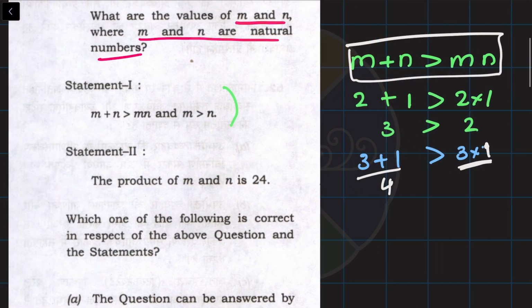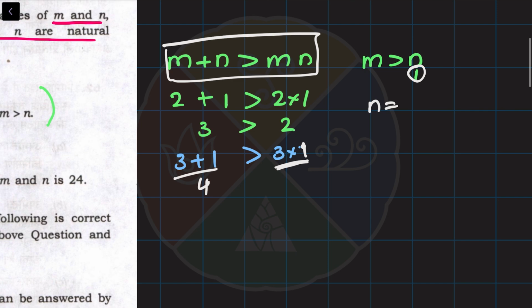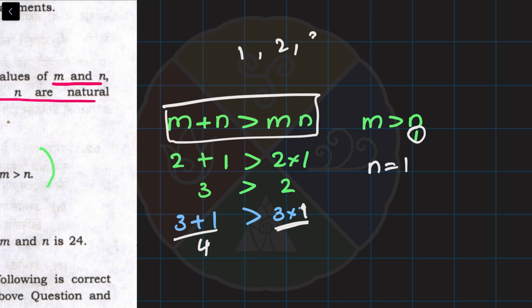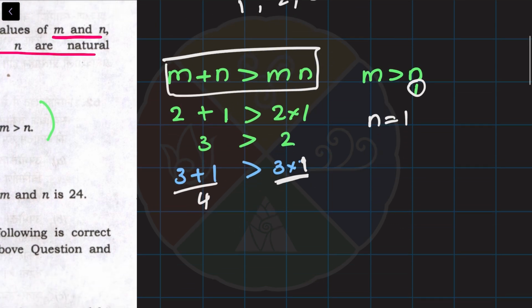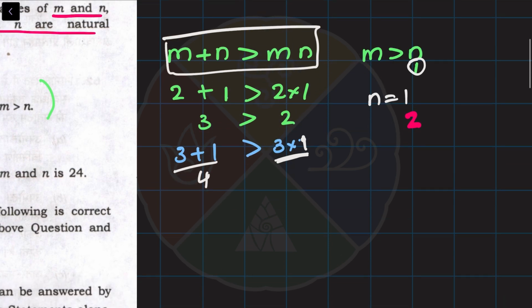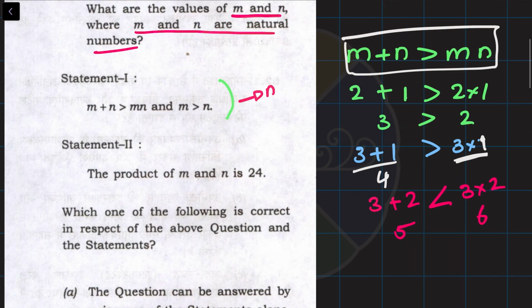So according to statement 1, the only thing we know is that n is equal to 1. m can be absolutely any value. Now if you select any other value for n, remember m and n are natural numbers: 1, 2, 3 and so on. If I take n to be 2, and m is 3, you will get 5, but 3 into 2 is 6, so it goes the other way. So statement 1 only gives us n equal to 1.